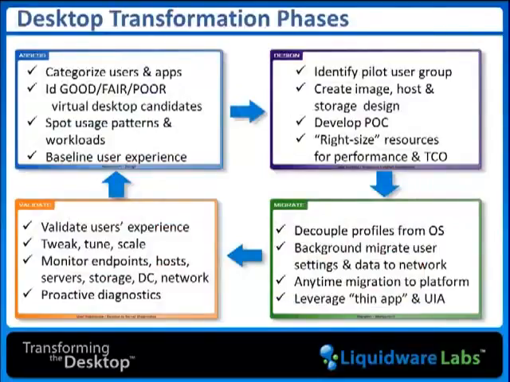So in doing so, we have four major transformation phases that encompass the Liquidware Labs set of products. The first, in the top left-hand corner, is going to be assessment. Assessment allows you to categorize your users and your applications, identify good, fair, and poor virtual desktop candidates, spot your usage patterns and workloads, and baseline the user experience. Then we're going to move over to the design phase, which encapsulates identifying pilot and user workgroups, identify and create image, host, and storage design, developing a POC, or proof of concept environment, and then finally right-size the resources, performance, and total cost of ownership.